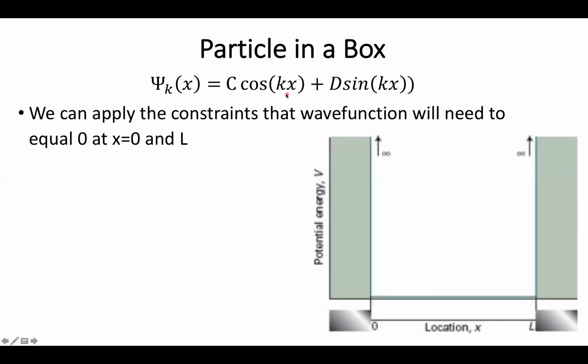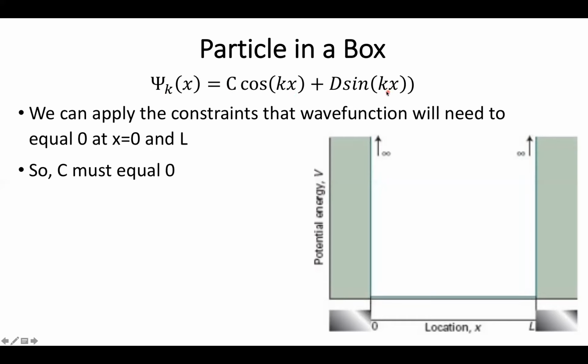However, on this side, I'm left with cosine of 0, which is 1. So it turns out there's only one way to get a wave function of 0. C has to equal 0. So that means that all I'm going to be left with is my psi has to equal d sine k.